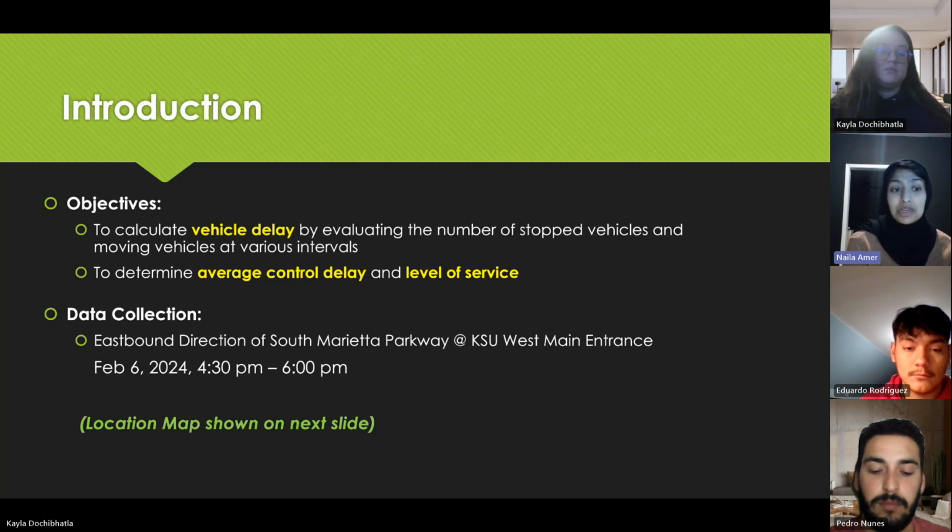For data collection, we collected data at the eastbound direction of South Marietta Parkway and the KSU main entrance. This was collected on February 6th during the PM peak hour. A location map is included on the next slide.